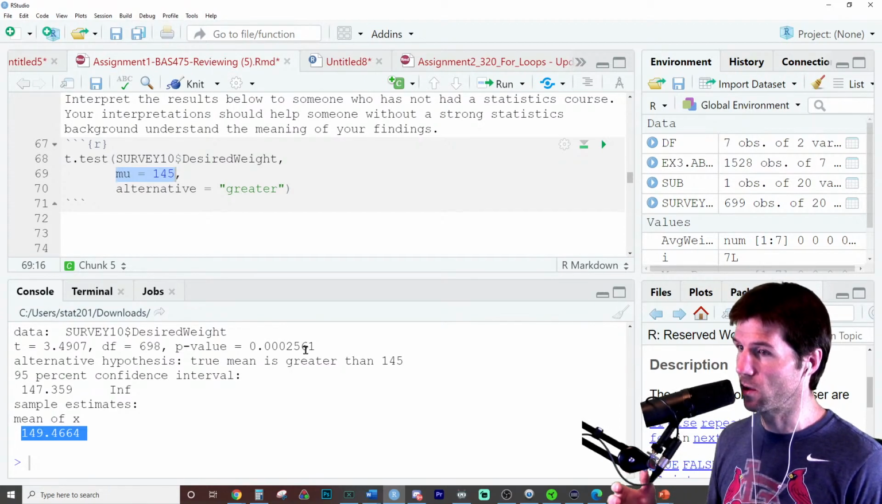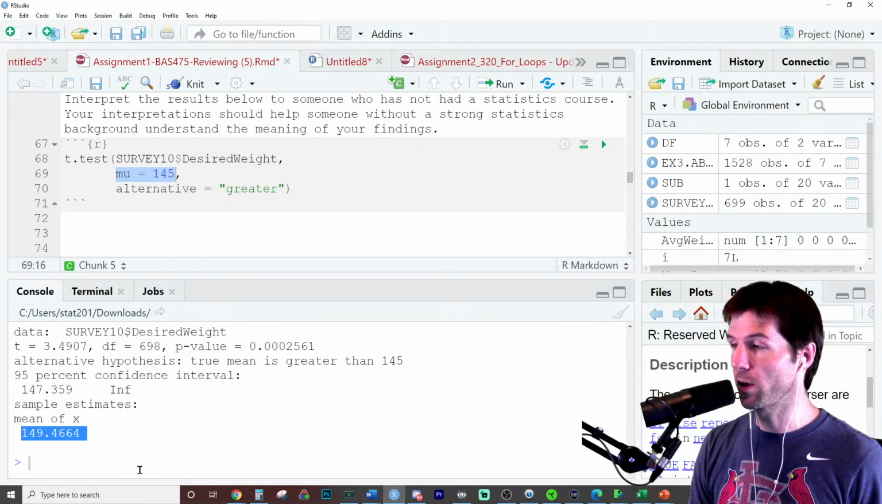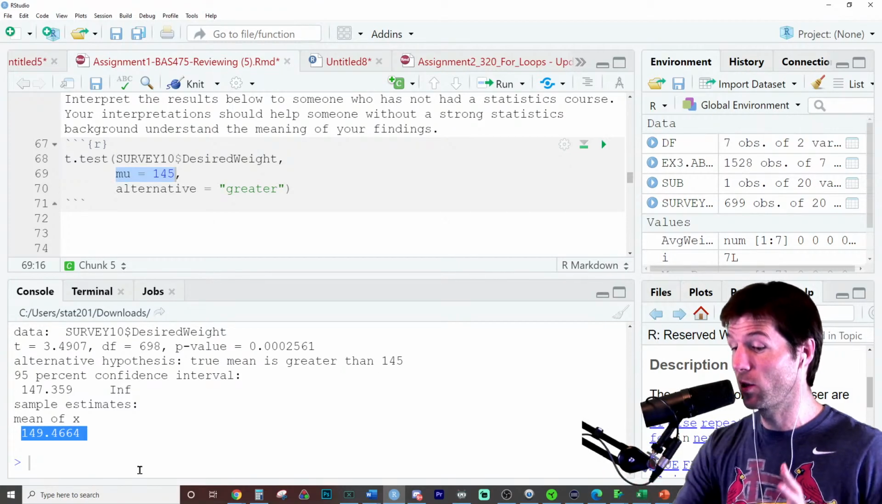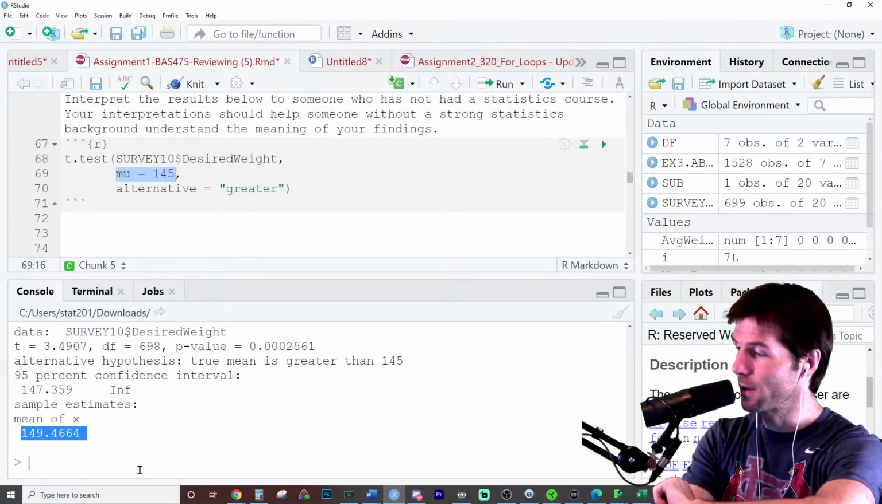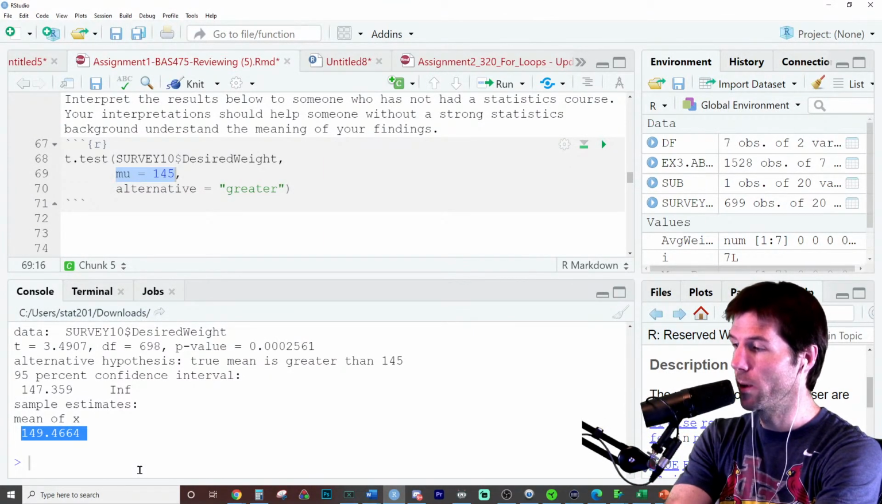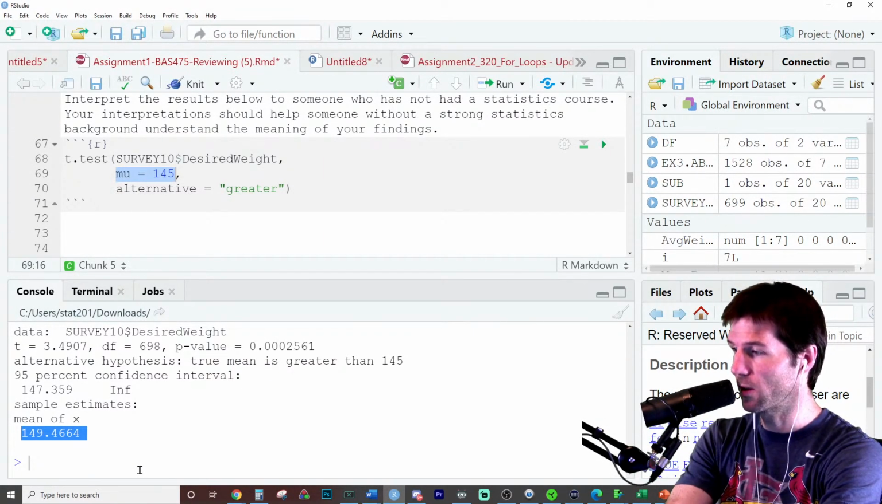But given the null hypothesis is true, our observed result of 149.46 is very unlikely to occur via random chance. And that's what the p-value is. It's telling us that what we observed was unlikely to occur via random chance.